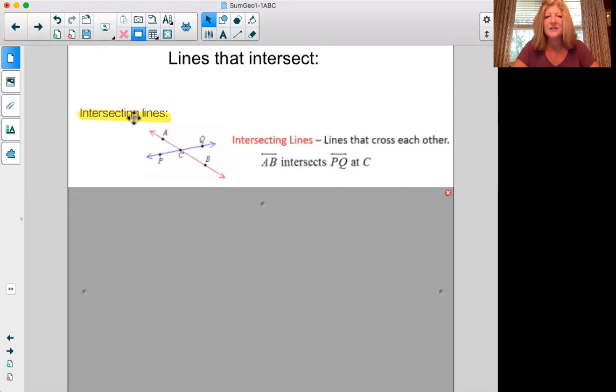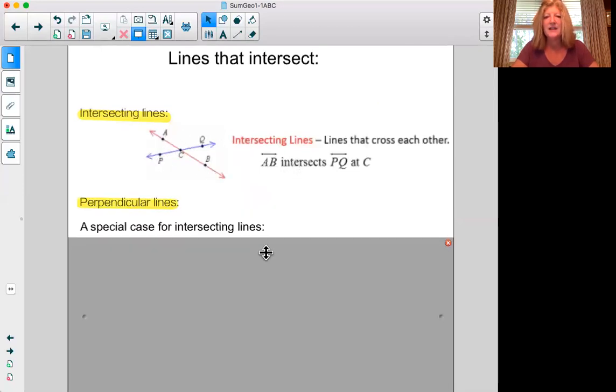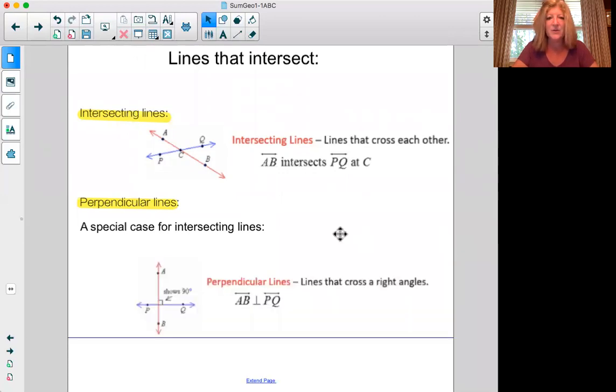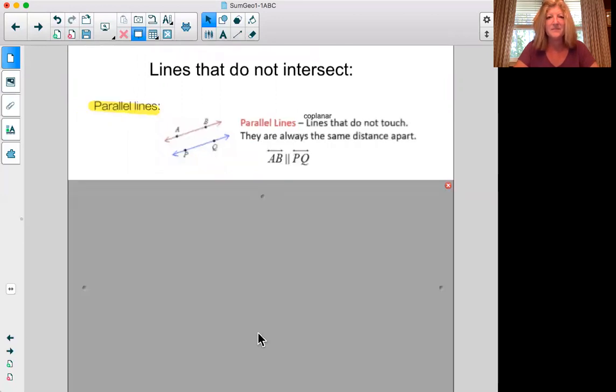Now, lines that intersect in one point have a special case that we're going to be talking about later in this course: perpendicular lines. Perpendicular lines are 2 lines that intersect in a point, just like any intersecting lines, but they intersect in such a way as to create a 90-degree angle. And here's the symbol for perpendicular lines, which we'll be talking more about throughout the course.